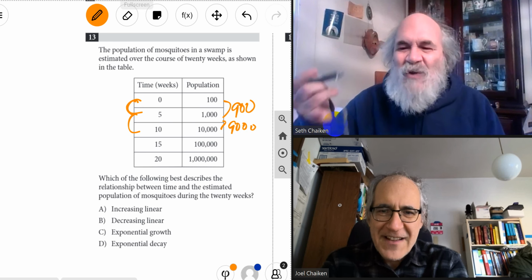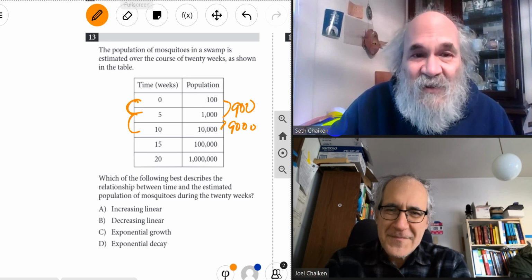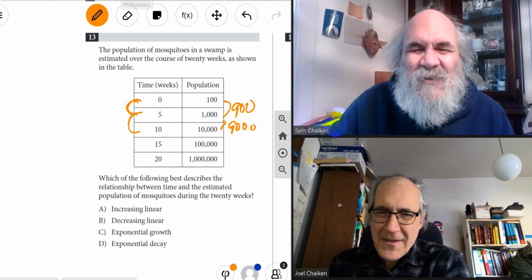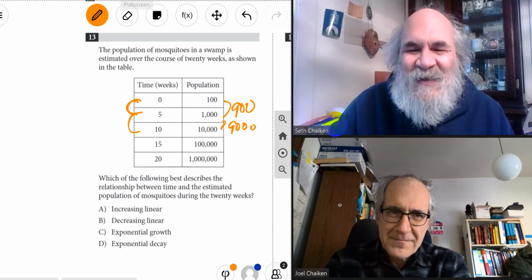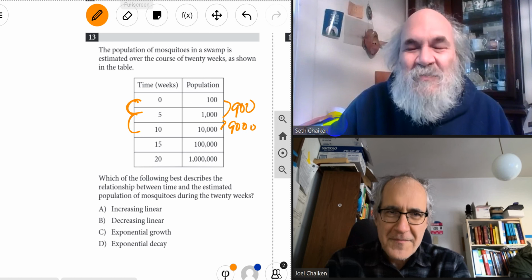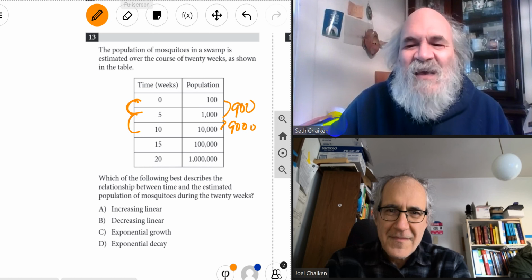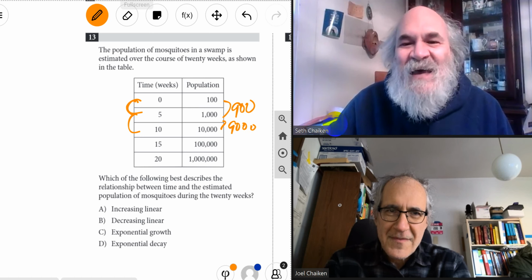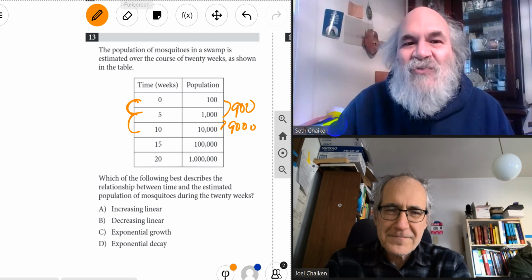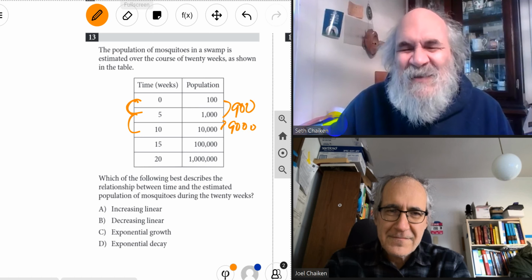But what's immediate is that each time you get one more zero at the end, which means each time it increases by a factor of 10. It goes up by multiplying by 10 each time.